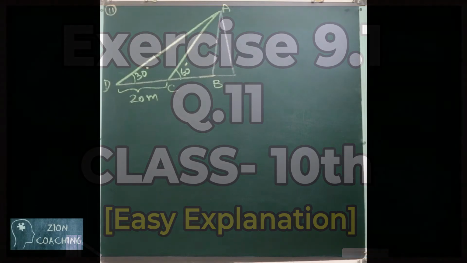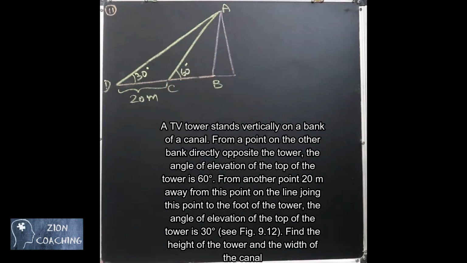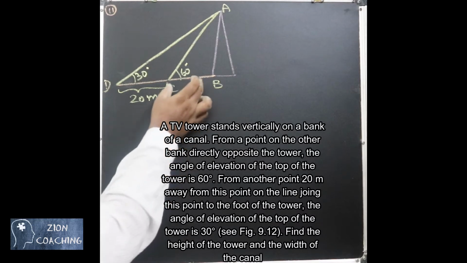Question number 11. They have given that there is a TV tower which is standing on the bank of a canal. From a point on the other bank directly opposite the tower, the angle of elevation of the top of the tower is found to be 60 degree.